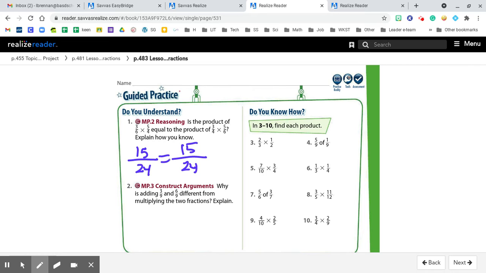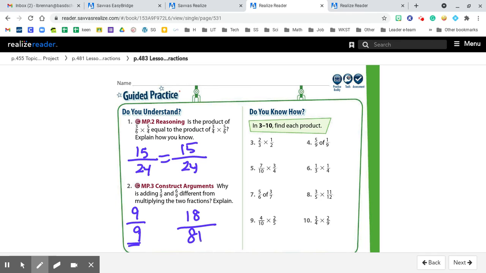Number 2, why is adding 3/9 and 6/9 different from multiplying the two fractions? Explain. When you add, you're keeping the same denominator and you're adding the numerators. So the denominator stays the same and you just add the numerators. When you multiply, you multiply the top numbers and you multiply the bottom numbers. So they're two completely different operations. Multiplication and addition are two different operations.